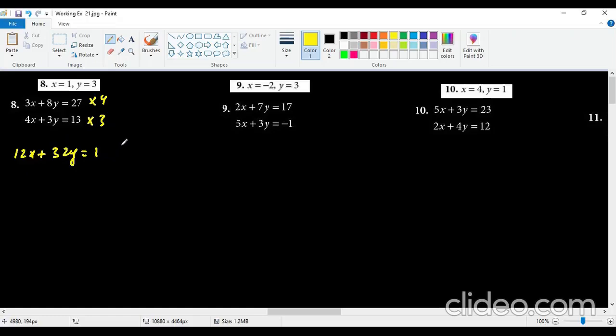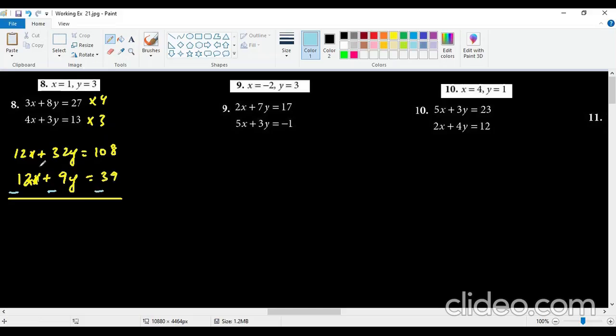And the second equation becomes 12x plus 3 times 3 is 9y, and 13 times 3 is going to give us 39. This is going to become 12x, making a straight line, and subtracting the first equation from the second, changing the color of my pen. This becomes minus 12x minus 9y and minus 39.